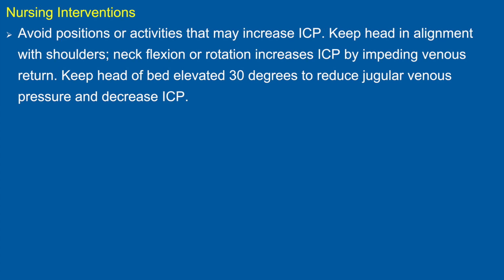Avoid positions or activities that may increase ICP. Keep head in alignment with the shoulders. Neck flexion or rotation increases ICP by impeding venous return. Keep head of bed elevated 30 degrees to reduce jugular venous pressure and decrease ICP.